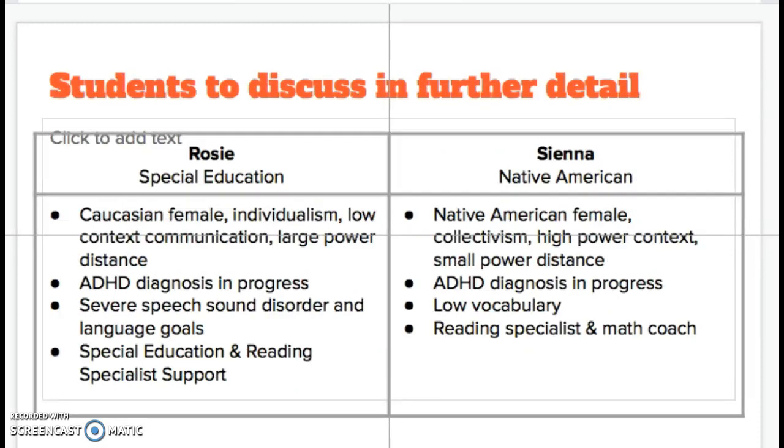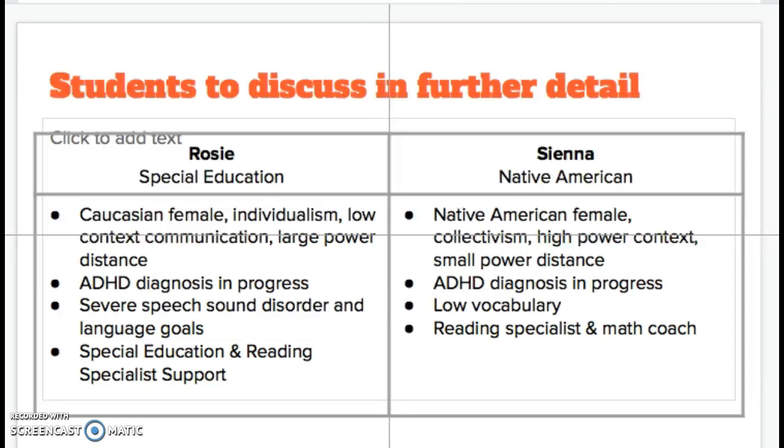The first student is Rosie, and she is considered a special education student. She is a Caucasian female. Her archetypes would be described as individualism, low context communication, and large power distance. Rosie has an ADHD diagnosis as being in the works, kind of in progress. She also has a severe speech sound disorder, which makes it extremely difficult to understand her.